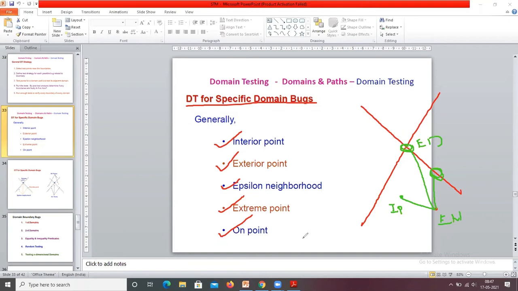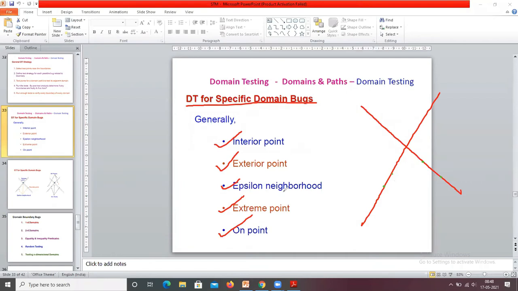Next one, an on point. Okay, so next one is on point. So an on point is on the boundary. So these are the on points. If these points are on the boundary, then we call those points on points.